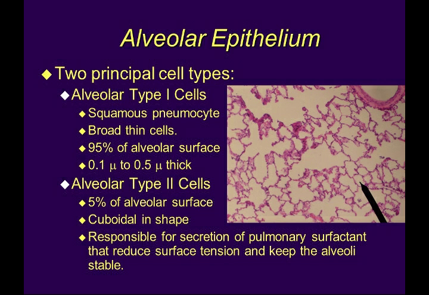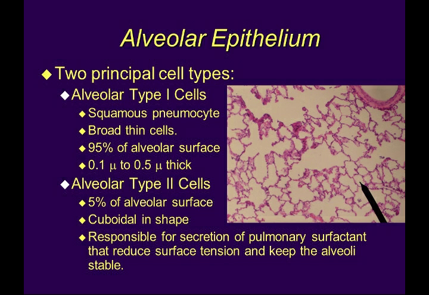Two cell types within the alveolus itself. We talked about the alveolar type 1, simple squamous, called a type 1 pneumocyte. Very, very thin, and comprises about 95% of the alveolar surface. The thickness of this wall is 0.1 to 0.5 microns. That's damn small. I mean, we're talking 1,000 times thinner than a piece of paper. Okay, this is film that is there.